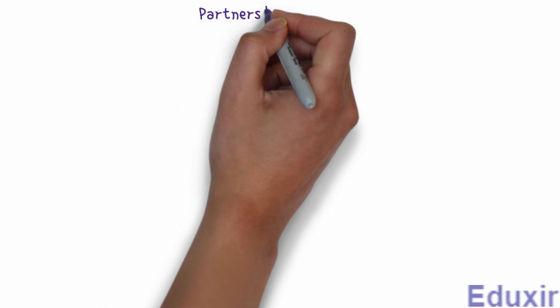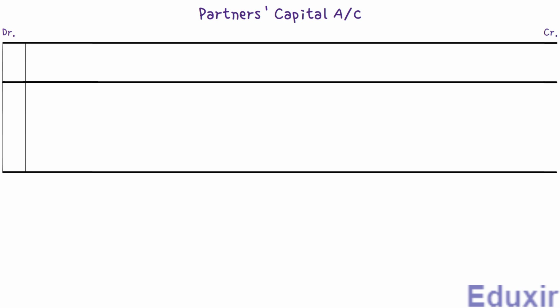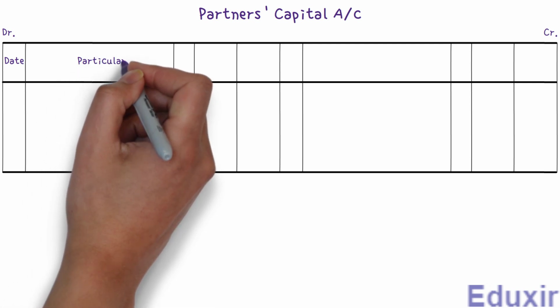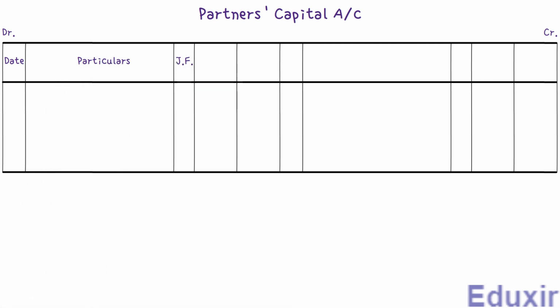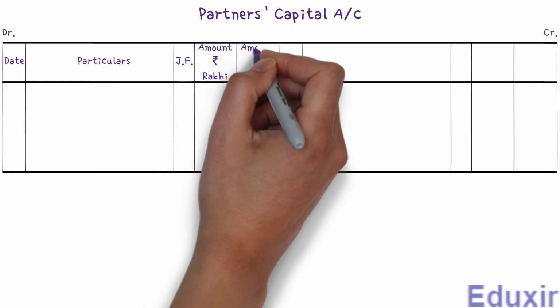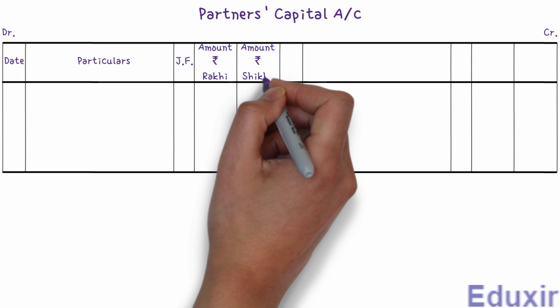Let us first write the title as Partners Capital Account. Let's then write the headers DR and CR to designate the debit and credit sides respectively. Let's now have the individual columns for date, particulars, journal folio, amount in rupees for the partner Rakhi, and amount in rupees for the partner Shikha.